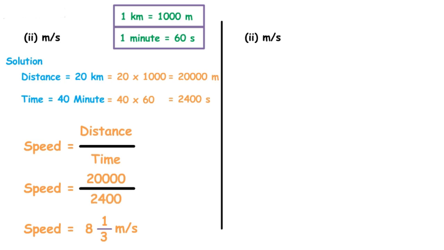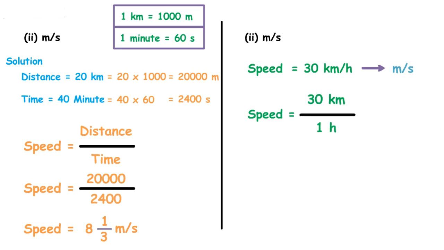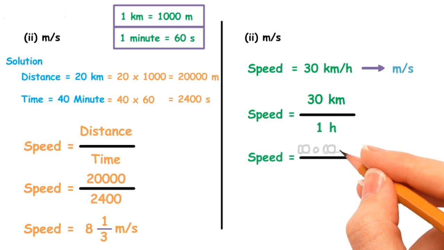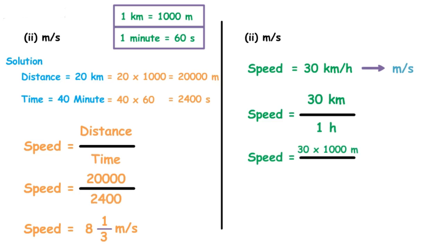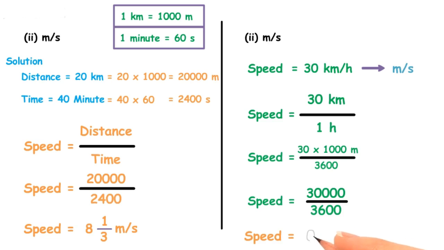The second method is to convert the speed of the ferry directly from 30 km per hour to meter per second. Speed of the ferry is 30 km per hour. To convert kilometer into meter, 30 times 1000 meters. And 1 hour equals 3600 seconds. Now 30,000 over 3600 equals 8 whole 1/3. The speed of the ferry is 8 whole 1/3 meter per second.